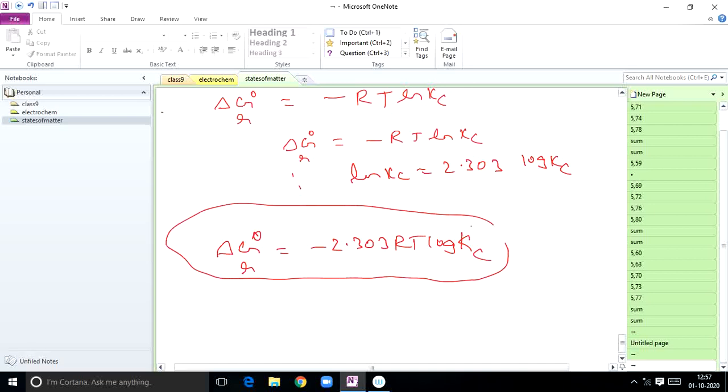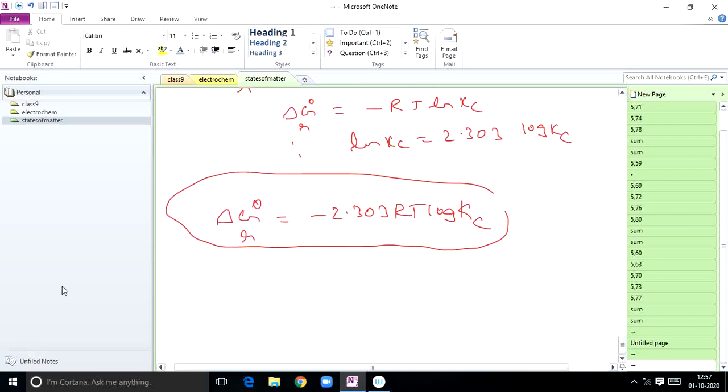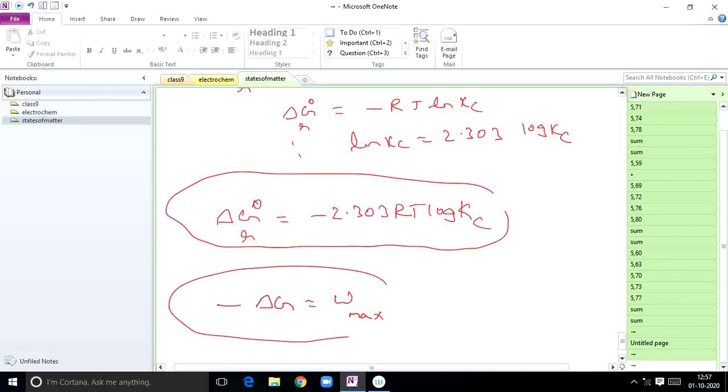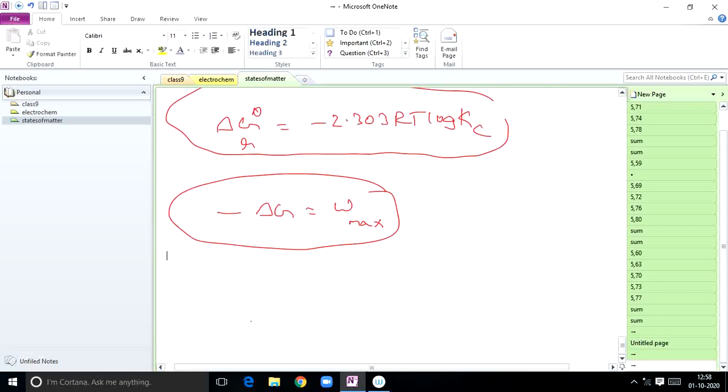Both concepts are interrelated. So minus delta G is always equal to W maximum, the maximum work done. Decrease in free energy is equal to the maximum work that can be obtained from the cell. That is important.